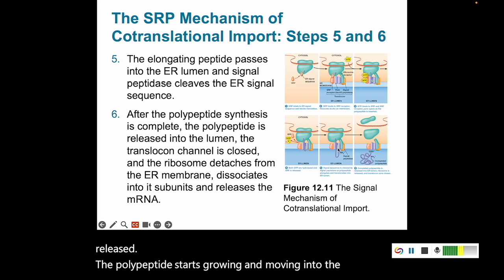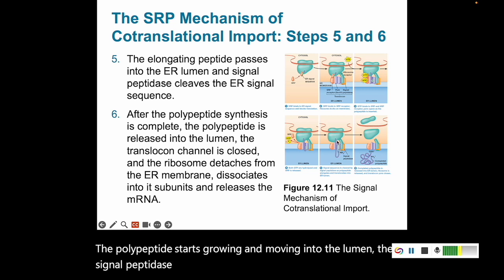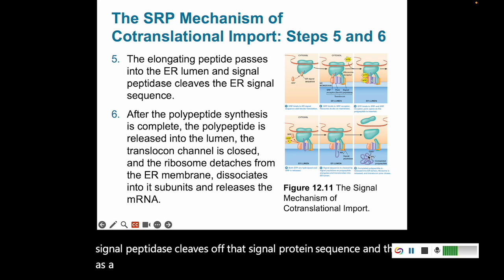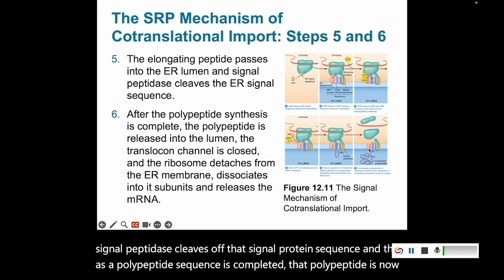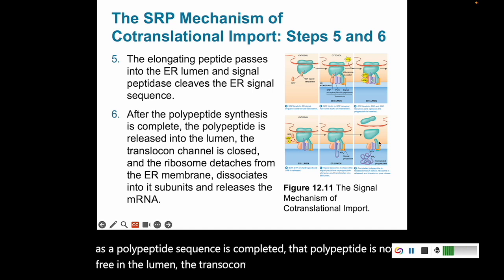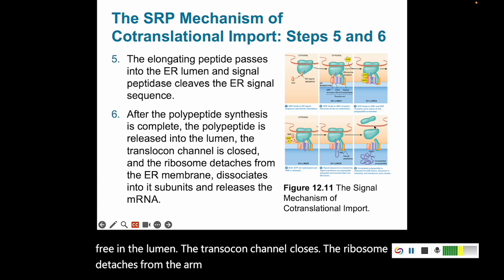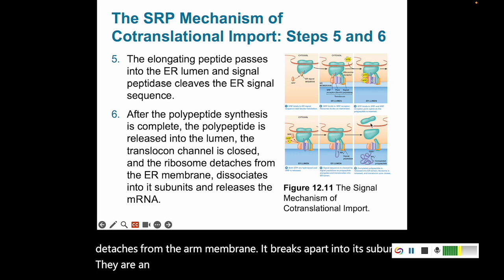The signal peptidase cleaves off that signal sequence, and then as the polypeptide sequence is completed, that polypeptide is now free in the lumen. The translocon channel closes. The ribosome detaches from the ER membrane. It breaks apart into its subunits. The mRNA is released, and the whole thing flows back into the cytoplasm to be used again.